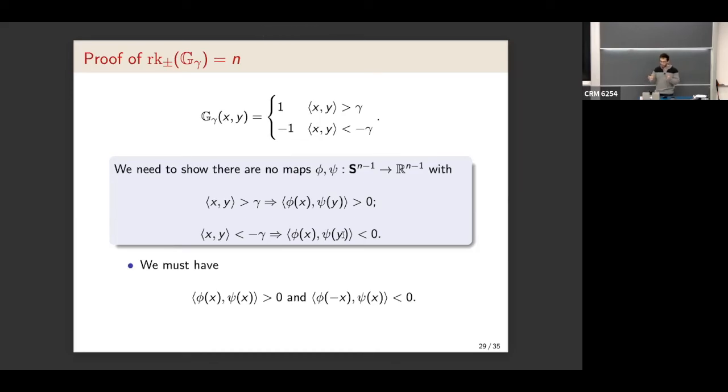Now let's plug in y to be the same as x. From this, you get that phi(x) times psi(x) has to be positive because the inner product is 1. And the other one has to be negative because the inner product is -1, right?